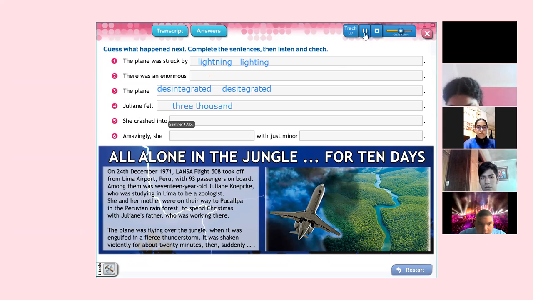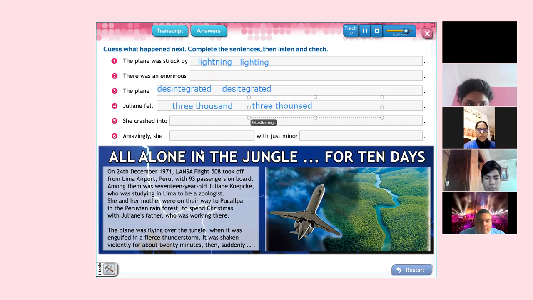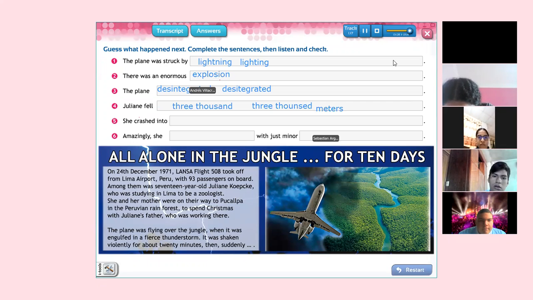Tank caught fire, there was an enormous explosion, and the plane disintegrated. Juliana, still belted into her seat, fell 3,000 meters through the air and crashed into the jungle. Amazingly, she survived with just minor injuries, a broken collarbone, a nasty cut in her foot, and the loss of sight in one eye. She felt terrible and she was exhausted, but she had survived the plane crash. She was alive, and she was all alone in the Amazon jungle.